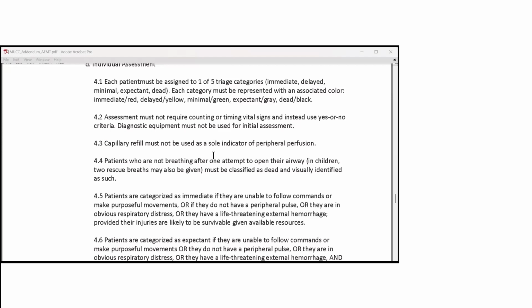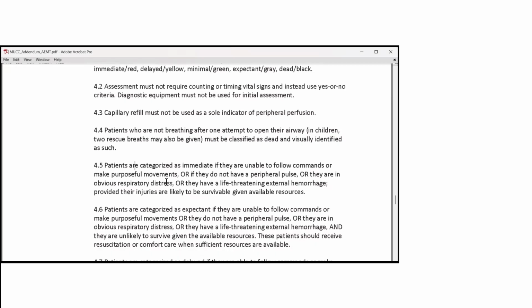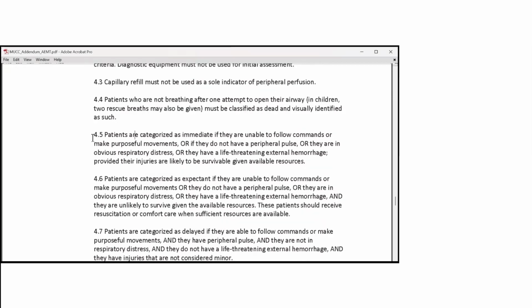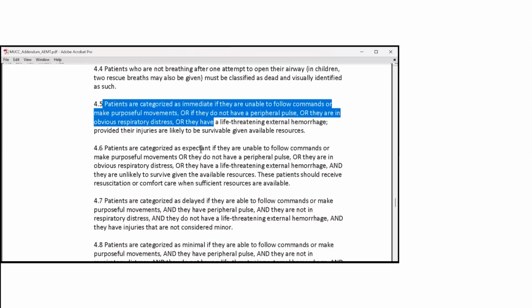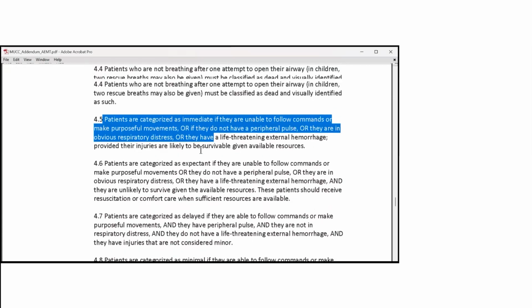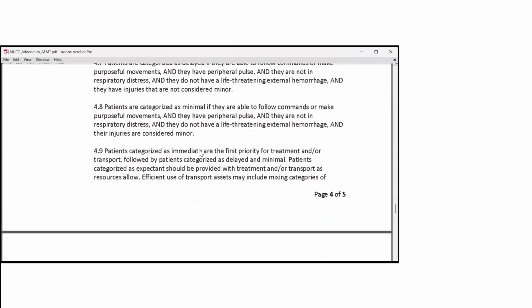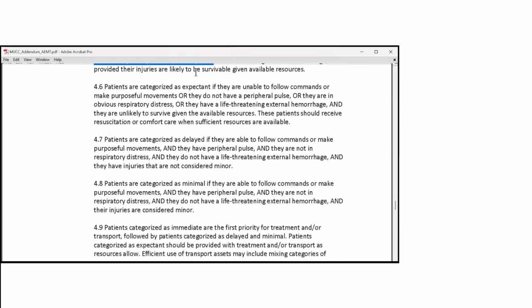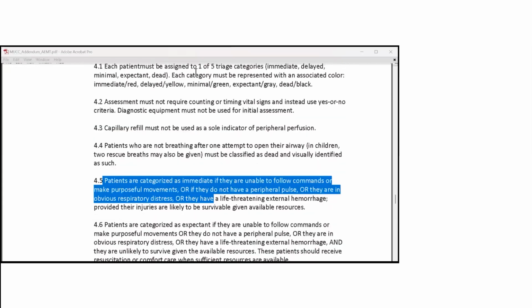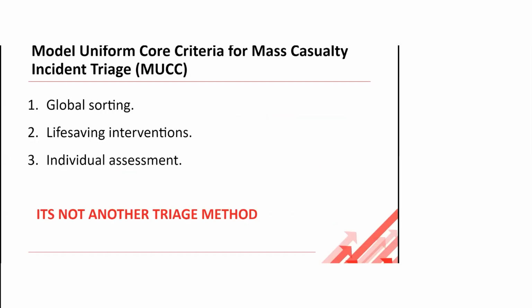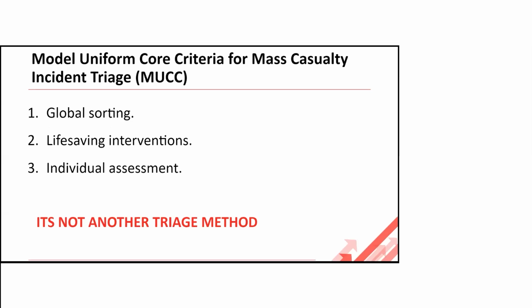Patients who are not breathing after one attempt to open the airway, in children two rescue breaths may be given, must be classified as dead and visually identified as such. If the airway can't be opened and they're not breathing, they're dead. Patient category as immediate, I'll just show you using the light, but essentially this is now looking at individual assessment of patients, okay? So there are three main categories, and I'll just go back to my presentation. So it's global sorting, life-saving interventions, individual assessment.